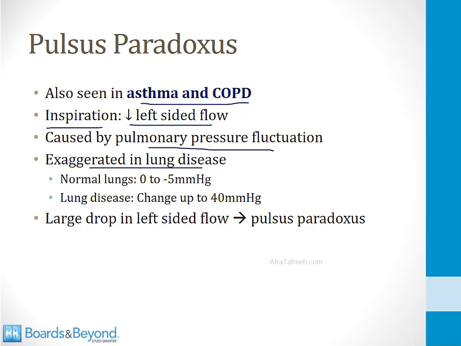So, for example, in a normal patient, the pulmonary pressures only change from about 0 to -5 millimeters when you take in a breath. In patients with lung diseases, the change can be up to 40 millimeters, and for this reason, there can be a large drop in left-sided flow, and this leads to pulsus paradoxus, the same finding you see in tamponade, but via a totally different mechanism.